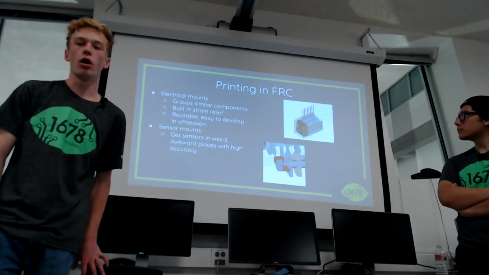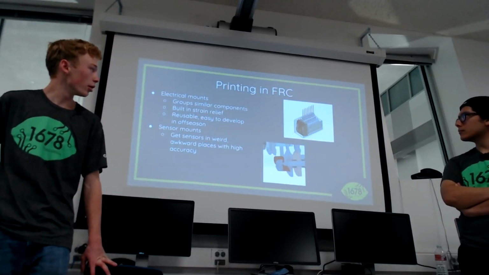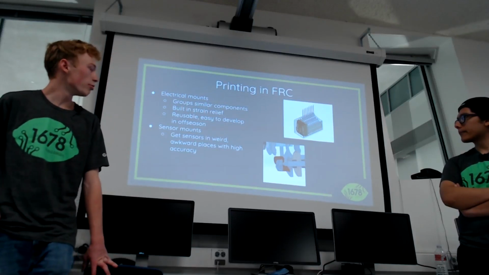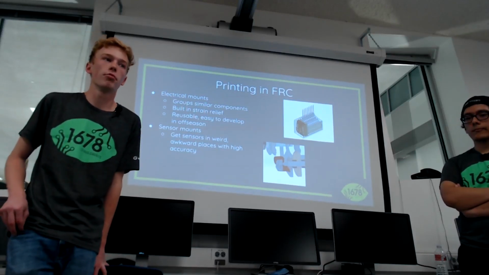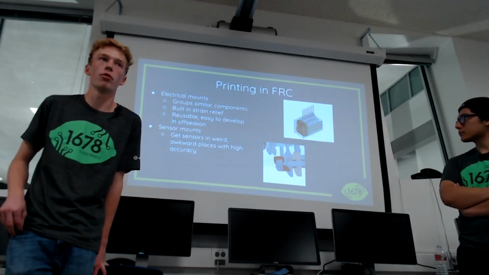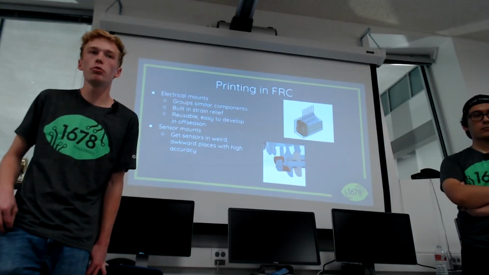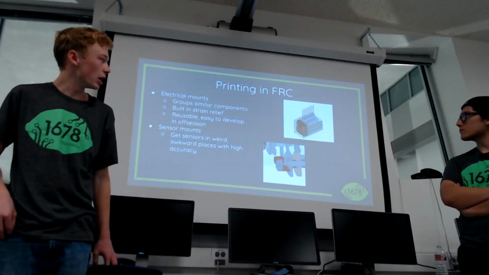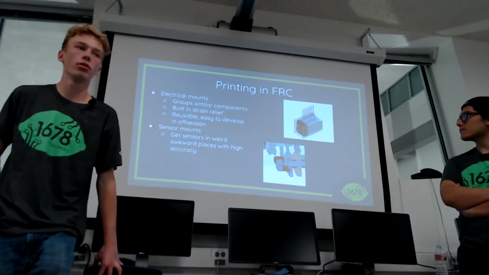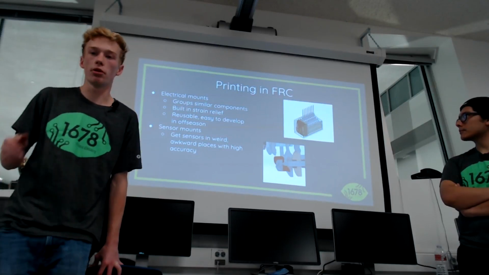Two of the most common uses of 3D printing on our team at least are electrical mounts and sensor mounts. There are a couple good reasons to develop an electrical mount for some common electrical components on your robot. Number one, you can group similar components together. If you look at that picture right there, that is a PCM, a manifold, and a bunch of solenoids all in a single module that you can just slap on the robot.